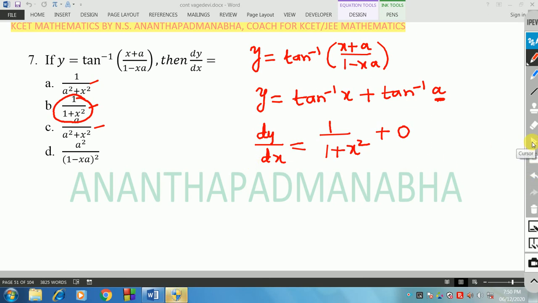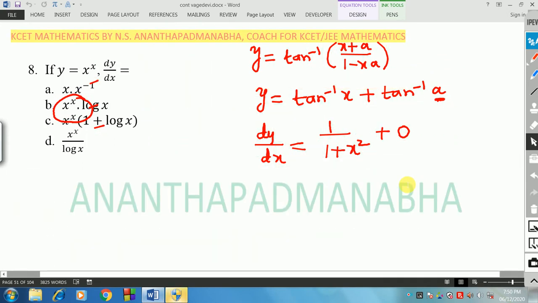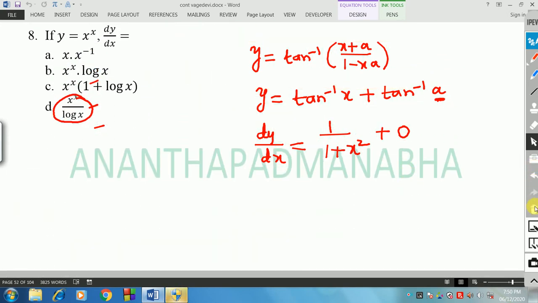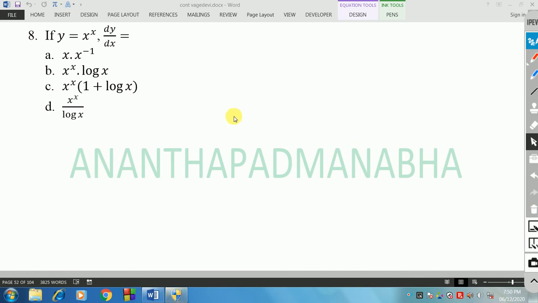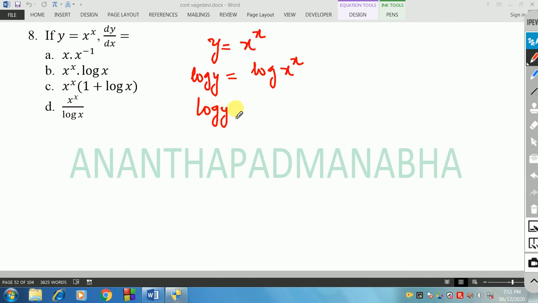So here we applied a formula from trigonometry and we differentiated this easily. This is actually a standard result which is in the NCERT textbook, but let us solve this. If y is equal to x to the power of x, then what is dy by dx? So this is a basic question. Let us apply log on both sides. So log y is equal to log of x to the power of x. We know that log m to the power of k is k log m. Therefore log y is equal to x log x.